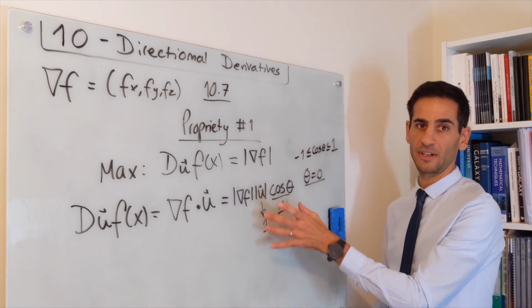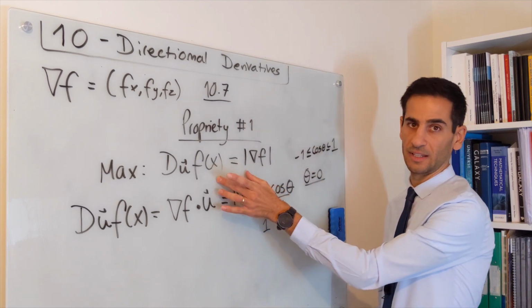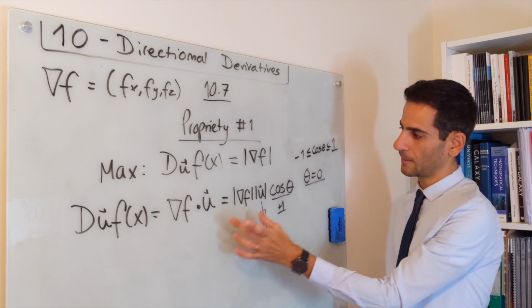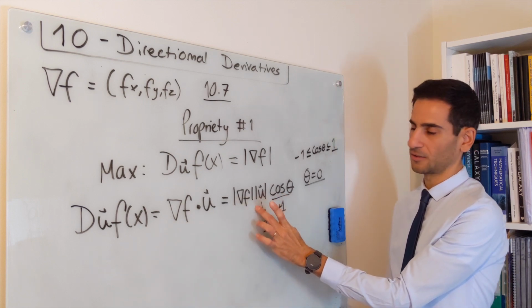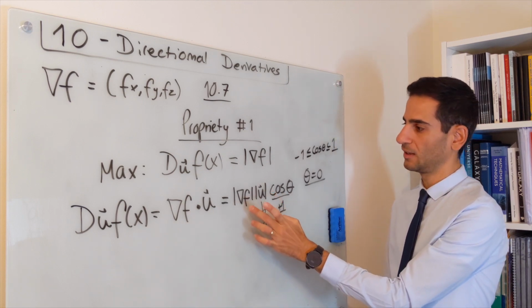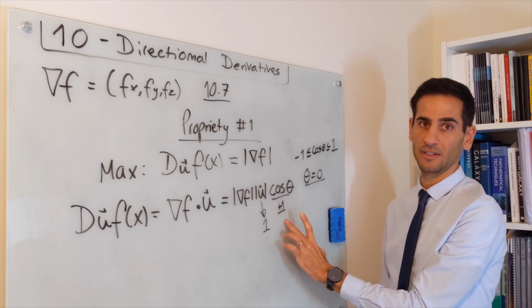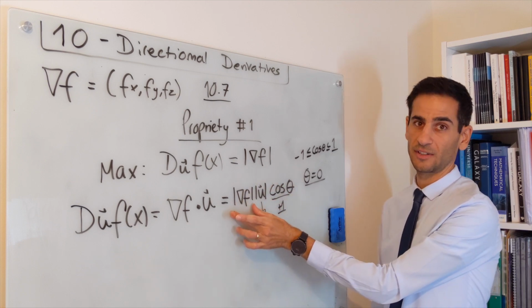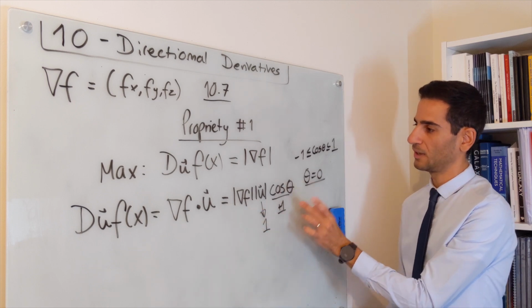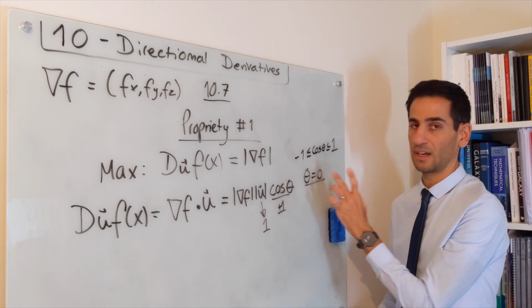So apart from very easily demonstrating that this is the case by writing the dot product and the fact that the unit vector has a modulus of 1, and therefore the maximum that this quantity can have is when cosine is 1, and then this is the value of the maximum. You can also learn that this is achieved when the angle is 0.